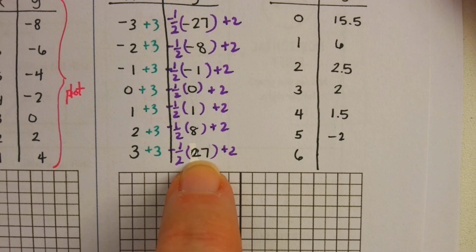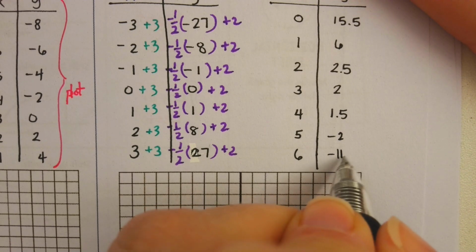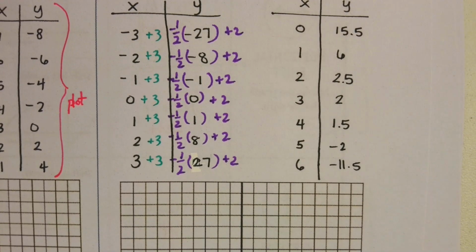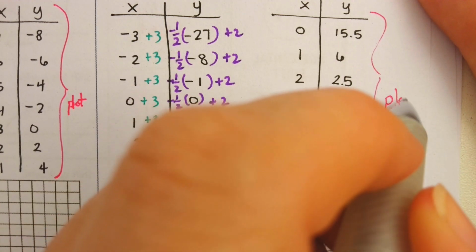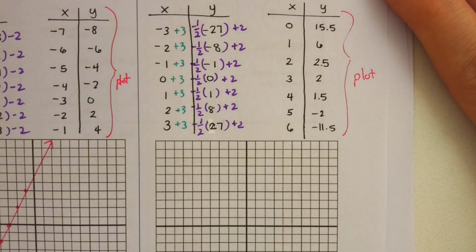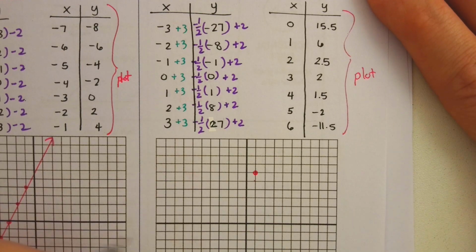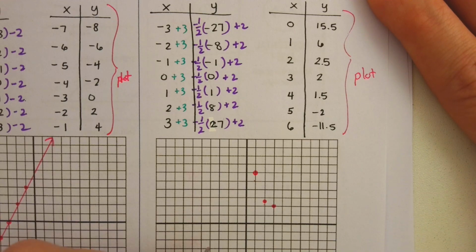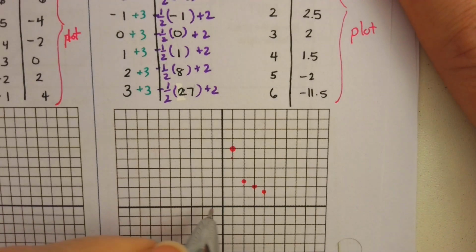-1/2 of 27 is -13.5. Plus 2 would be -11.5. Two of these are not going to fit on the graph, and that's okay. You don't have to plot all of them, but we'll do the ones that will fit on the graph. So I'm going to skip the first one because it doesn't quite fit on the graph, but I can do 1, 6. And I can do 2, 2.5, 3, 2, 4, 1.5, and then I can fit 5, -2.